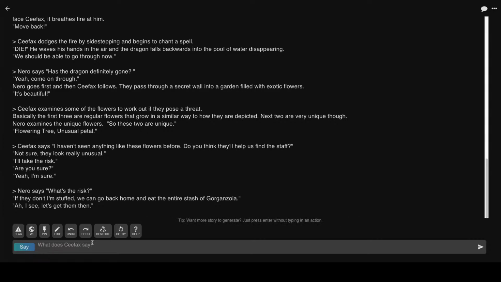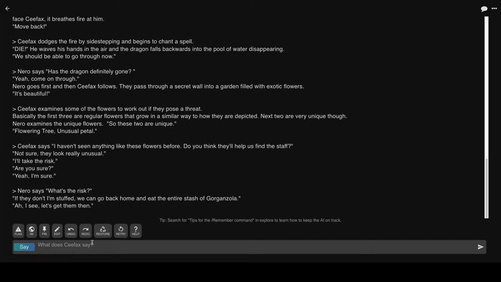Oh, so maybe it means if they, the flowers, don't help us find the staff, we can give up and go back home and eat all the cheese. So this is the contingency plan. If they can't find the staff, they're going to return to the gorgonzola and finish it off. Okay, so at least we know there's a happy ending whether or not we find the staff. Yes. Okay. Good.